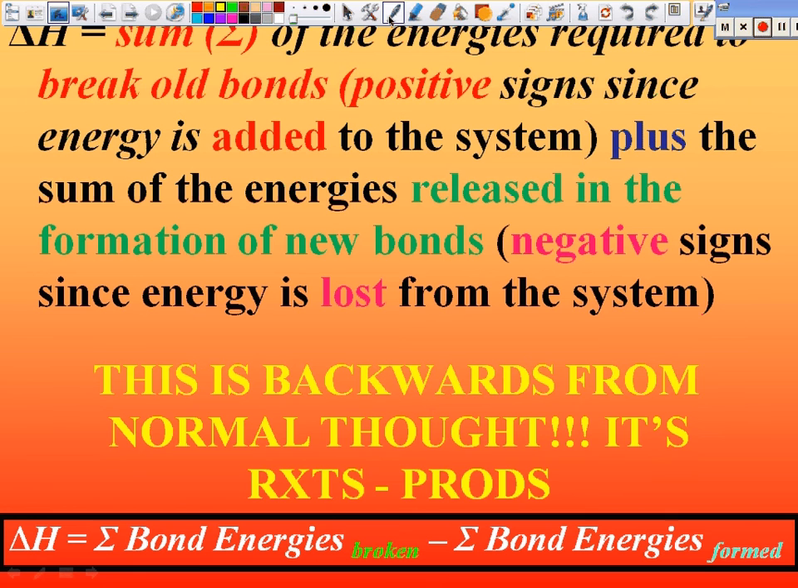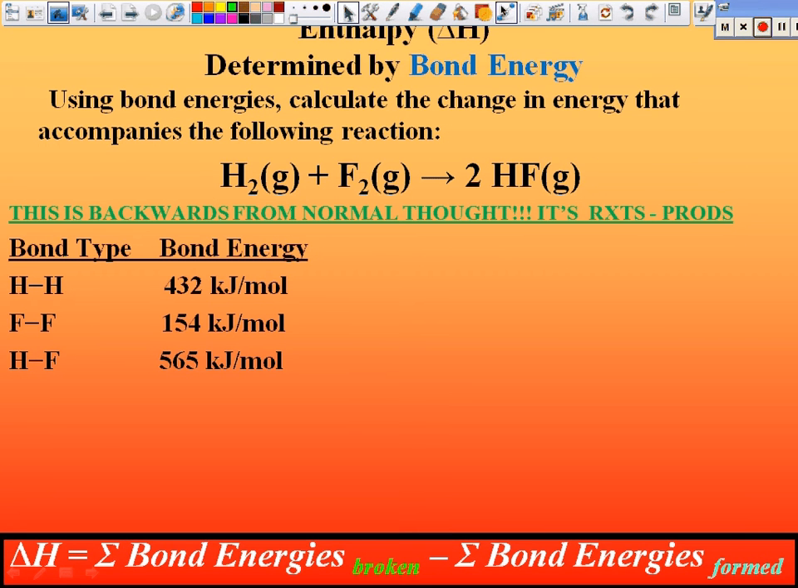All right. So using bond energies, this is going to be the key word that's going to clue you in. Bond energies. Calculate the change in energy that accompanies the following reaction. Okay? So we've got H2 plus F2 going to 2 HFs. Now, another way you can determine that it's bond energies is if you see this stuff. Okay? Are you with me so far?